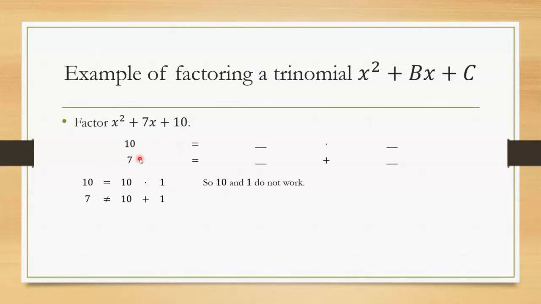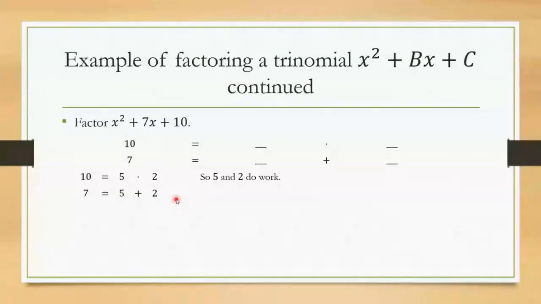Okay, well, you might say, let's try 10 and 1. That product is 10, but the problem is 10 plus 1 is not 7. So that's not going to work. Remember, both conditions have to hold. But what about this, 5 and 2? Well, that is going to work. 5 times 2 we know is 10. 5 plus 2 is, in fact, 7.